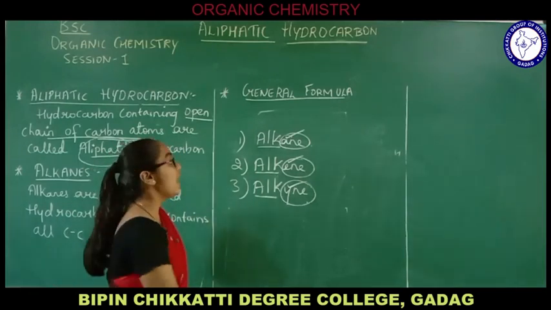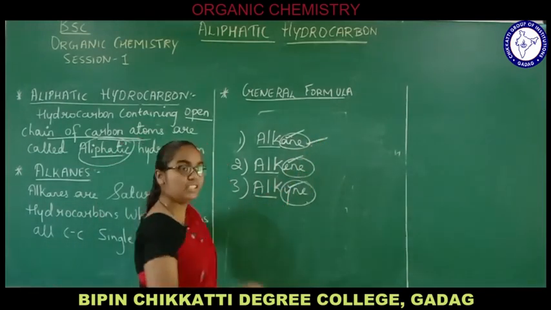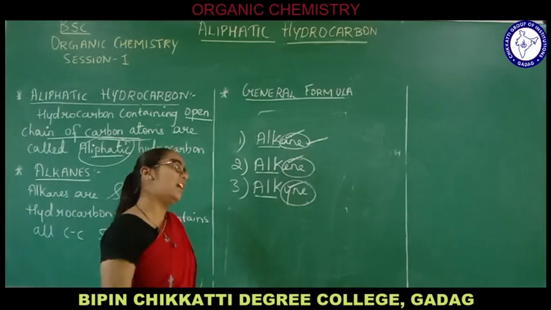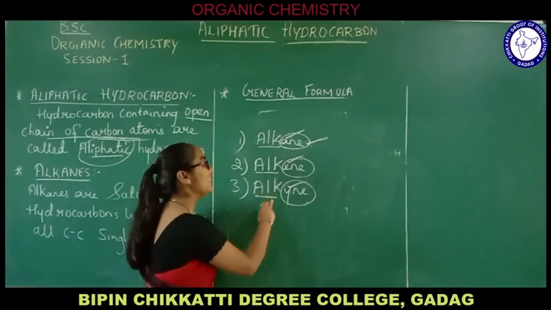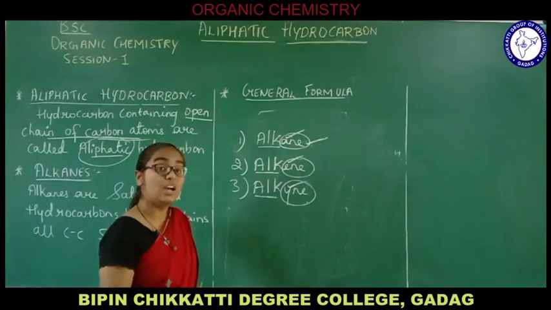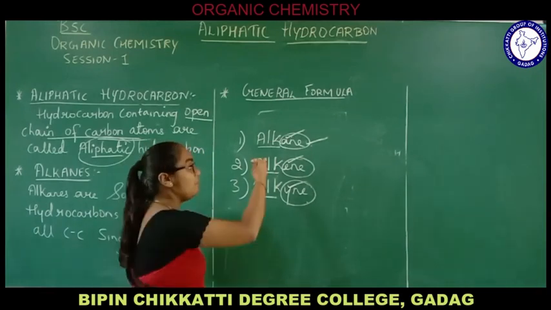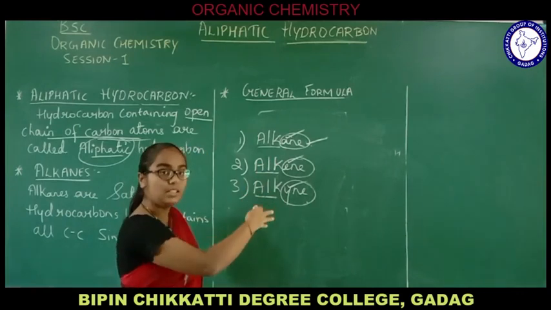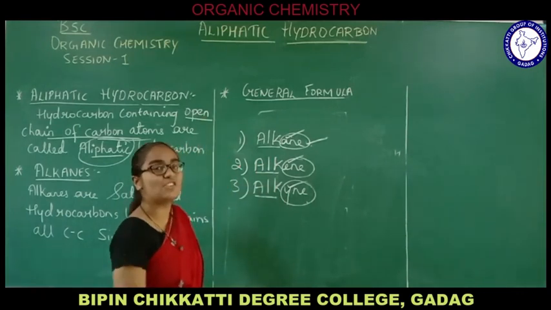Now this alkane we are going to study in more detail in this first session. Then afterwards we will talk about the alkene and alkyne. These three important compounds belonging to aliphatic hydrocarbons are the family. These are the family belonging to the major family which is called aliphatic.